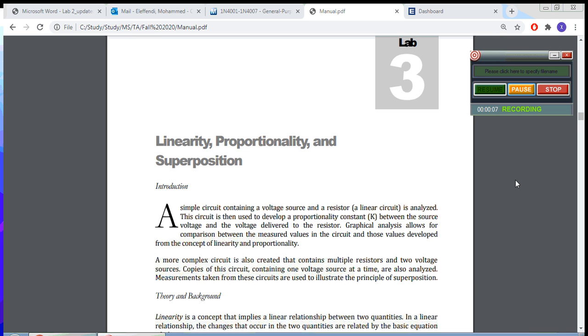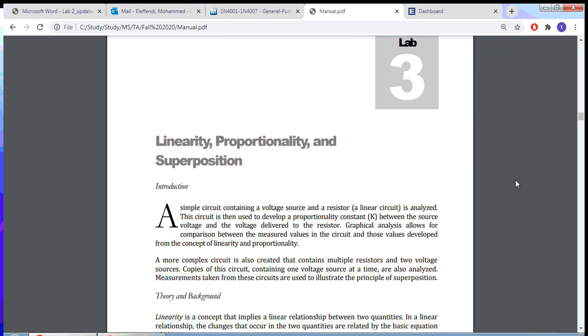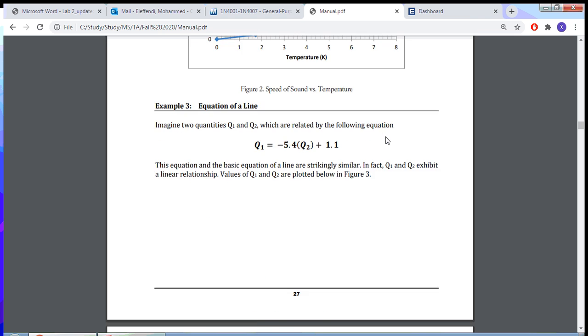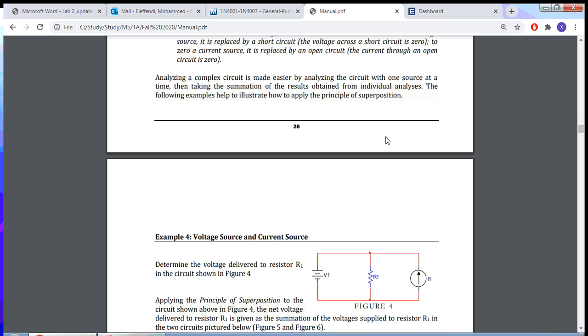Make sure that you have read the experiment before watching the video because I'm going to go through the most important concepts in here. Mainly I'm going to be talking about the superposition principle.